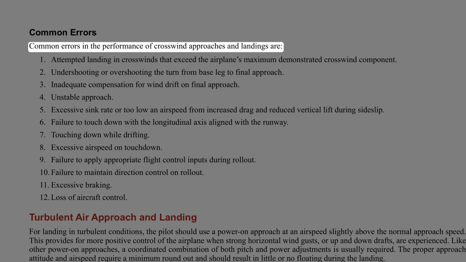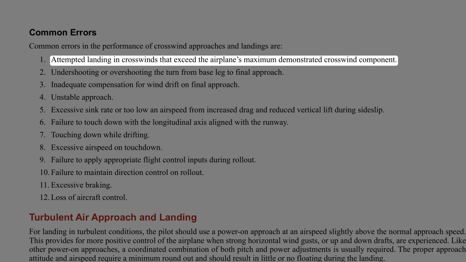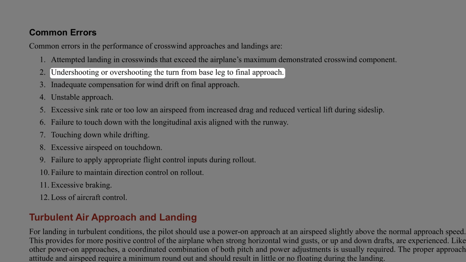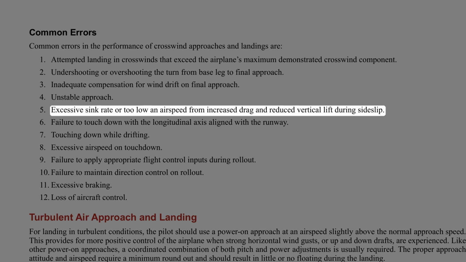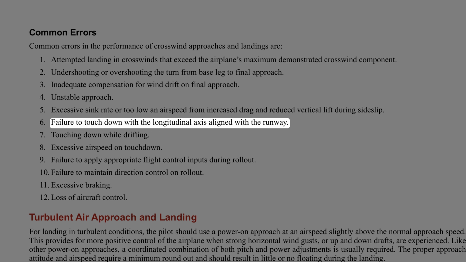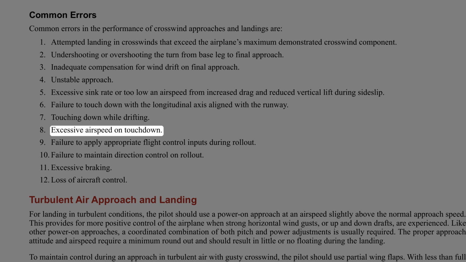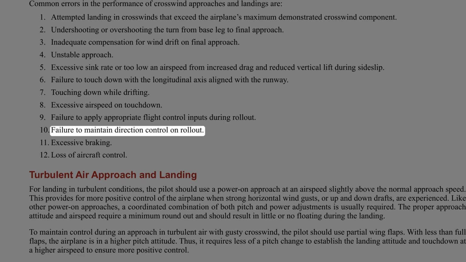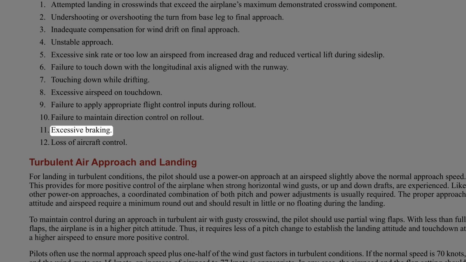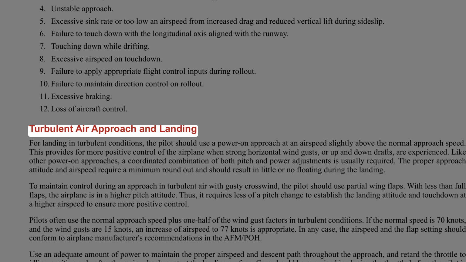Common errors. Common errors in the performance of crosswind approaches and landings are: attempted landing in crosswinds that exceed the airplane's maximum demonstrated crosswind component, undershooting or overshooting the turn from base leg to final approach, inadequate compensation for wind drift on final approach, unstable approach, excessive sink rate or too low an airspeed from increased drag and reduced vertical lift during sideslip, failure to touch down with the longitudinal axis aligned with the runway, touching down while drifting, excessive airspeed on touchdown, failure to apply appropriate flight control inputs during rollout, failure to maintain direction control on rollout, excessive braking, and loss of aircraft control.